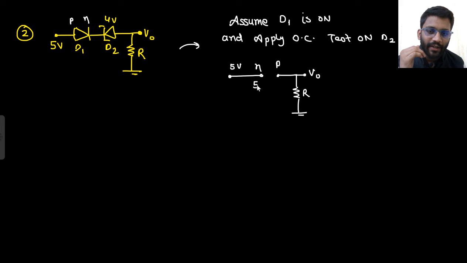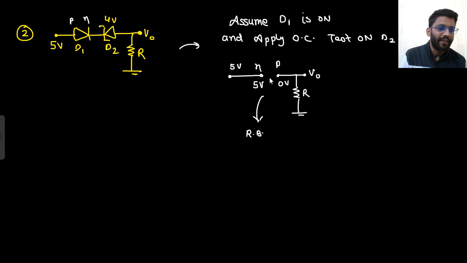At N side, you are having 5 volt. At P side, you are having 0 volt. That means it goes into reverse bias. But since this is zener and you require only 4 volt, and here you are having 5 volt in reverse bias, that means it will go into breakdown. Right? So it will go into breakdown.